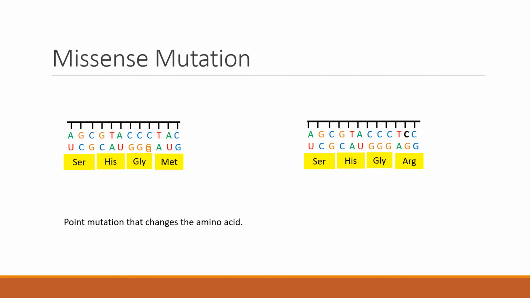Now let's look at a missense mutation. A missense mutation is a point mutation that causes the newly transcribed mRNA to code for a different amino acid. In this example, we see the A towards the end of the sequence is mutated to a C during replication. This means that AGG is transcribed instead of AUG. So now where there should be a methionine, we have an arginine.